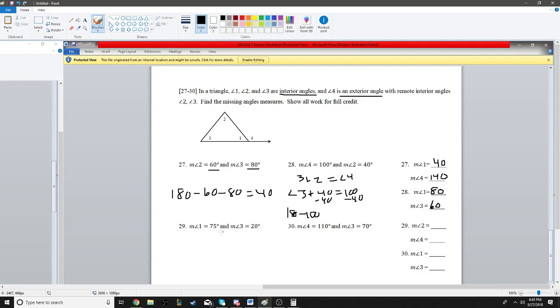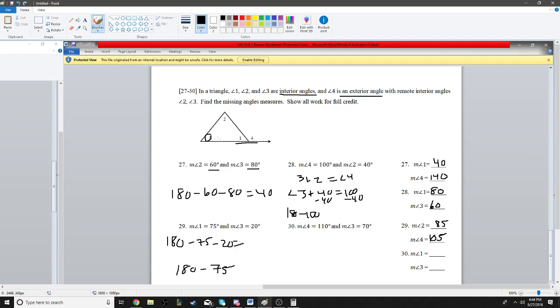Okay, 1 and 3, here's 3 and 1. So we can't use remote interior angles here. Let's find out what angle 2 is first, since it makes a triangle. So they should all add to 180. Subtract the two angles, and we come up with 85 degrees. And angle 4 and angle 1 again make that linear pair. So 180 minus 75 comes out to 105 degrees.